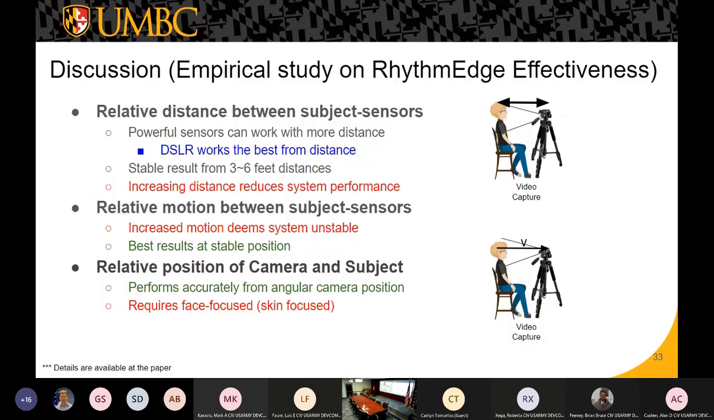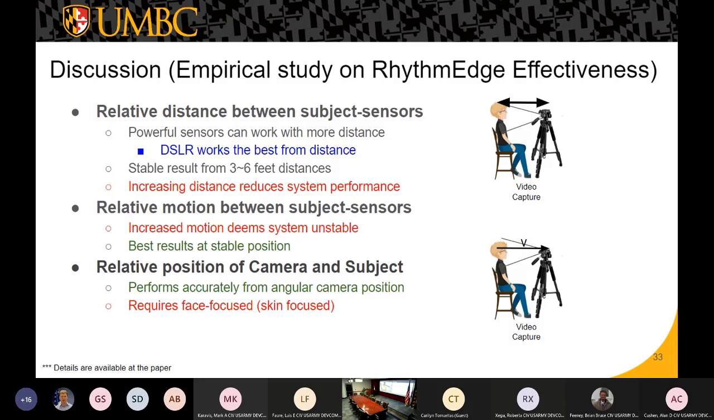For the videos we worked with, 3 to 6 feet distance works pretty well. The distance depends on the sensor. If we use a high-powered sensor, it can capture this low diffusion signal from farther away. But if the camera sensor is bad, it might need to come close to capture the diffusion signal. Relative motion is also an issue. If I move vigorously, the model fails, because the diffusion signal is already low and now I'm adding extra noise.